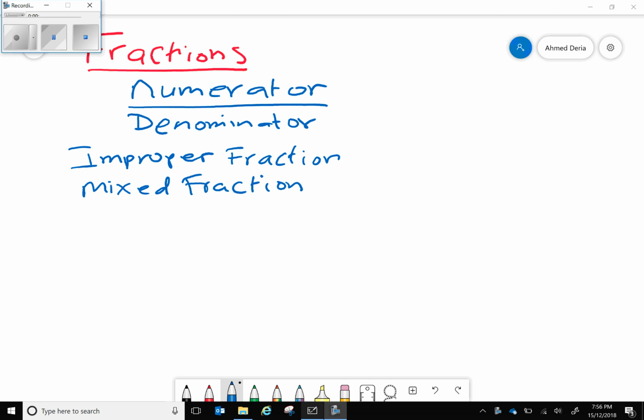So in this lesson, we're going to be looking at fractions. Okay? Fractions, in Somali, means small. Okay? So fractions are the numbers that are divided with each other. So it's a number divided by another number.